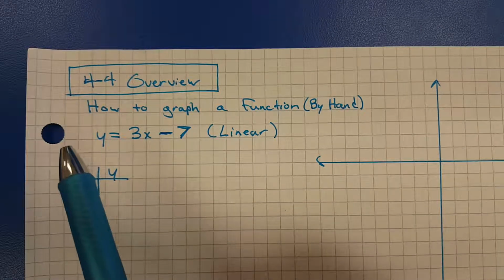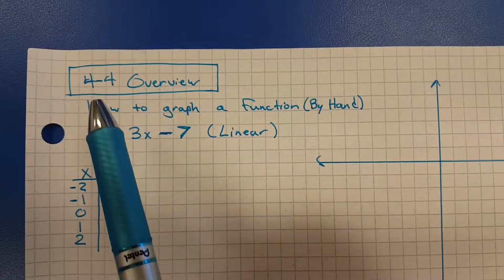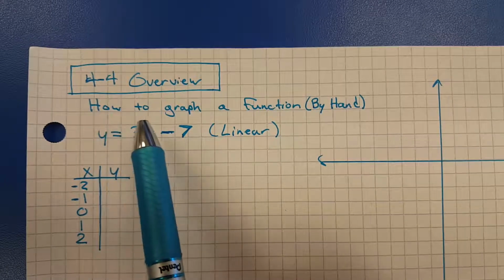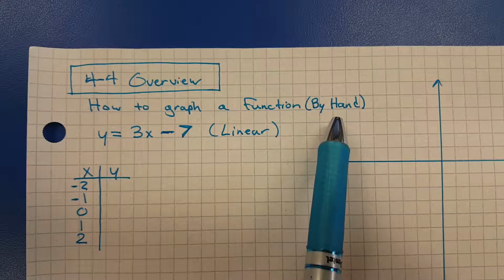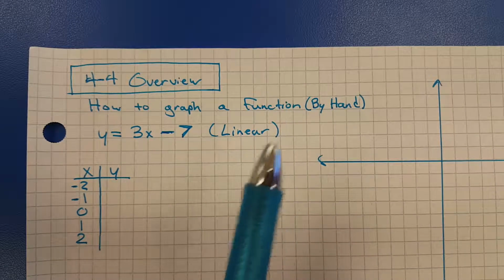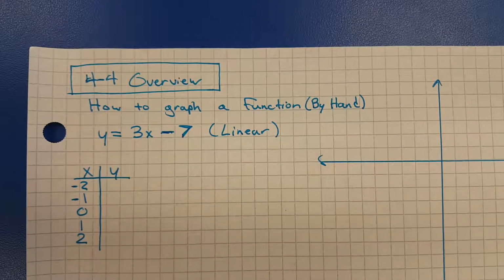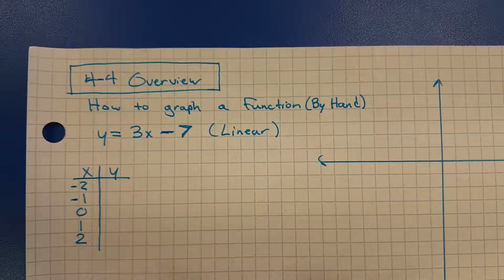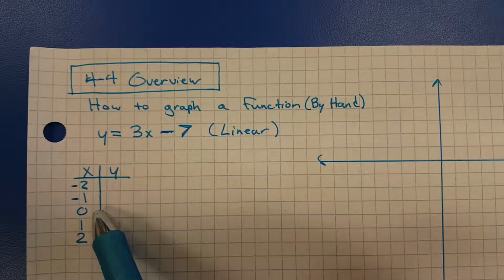I want to show you how to do stuff from section 4-4. Here's the 4-4 overview. How to graph a function by hand. So I'm going to show you several of these and how to do them by hand. And then I'm also going to show you a fast way that you can graph these, or at least make the table, which the table will make the graph.